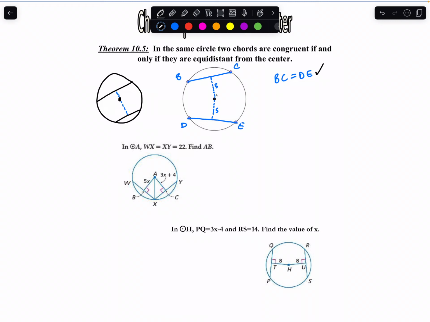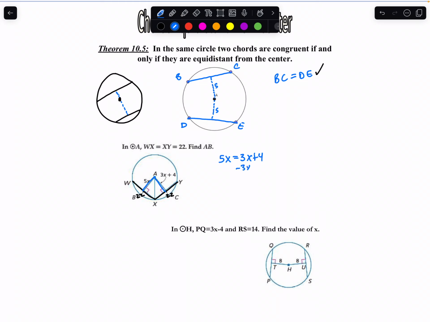I know that WX and XY are both 22. So WX and XY, they both measure 22. Since they're the same length, what do we know about the distance to the center? We know that the two of them must be the same distance. The distance from here to A and from here to C should be the same amount. So we can set up our equation where 5x is equal to 3x plus 4. And then we can just solve for x.